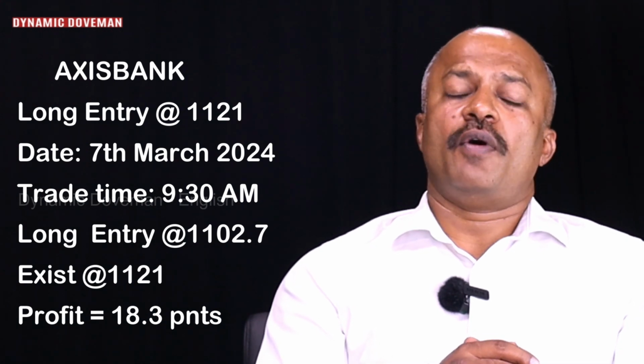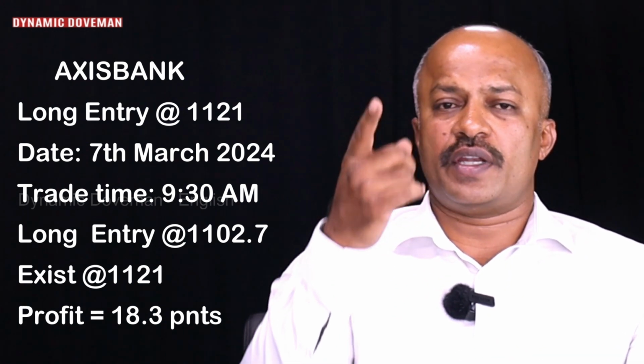Alright. Now at this point, we exit the long position and we take a short. Remember, we bought it at 1102.70 and now we are exiting at 1121 and we are also taking a short position. Now some of you may be thinking, before we exited at 1121, it had already made a high. It had moved up much higher. Why didn't we exit there?